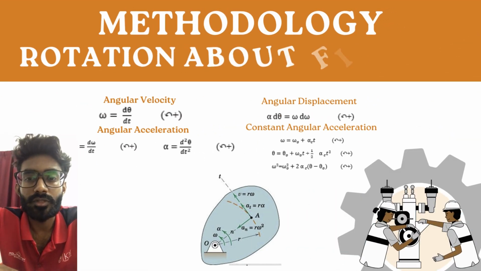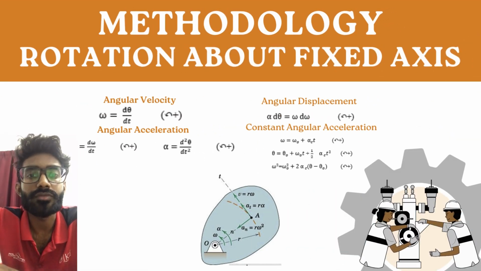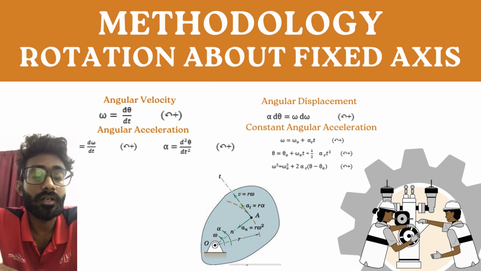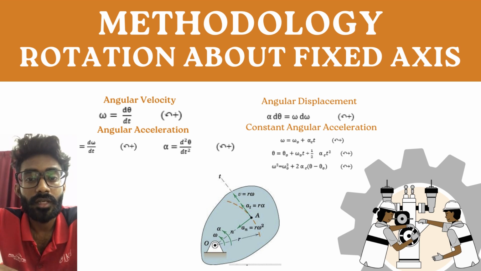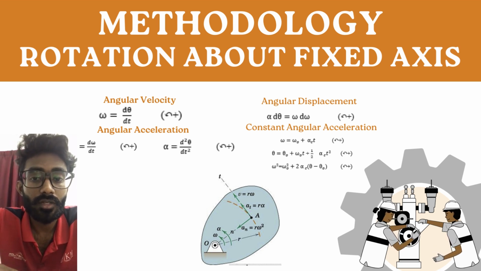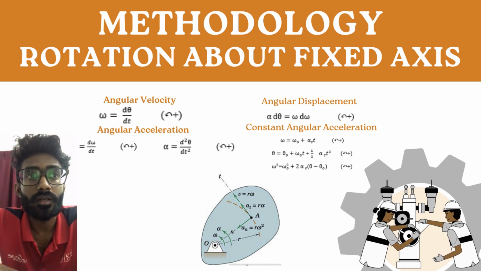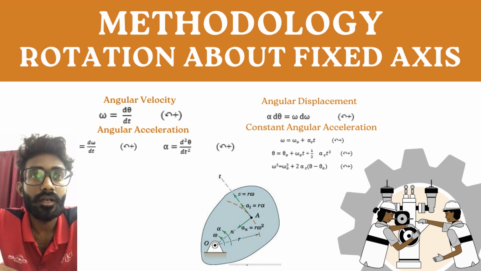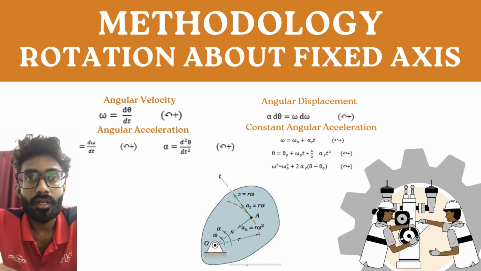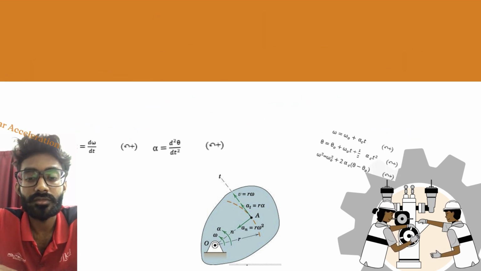Next, rotation about a fixed axis. Angular velocity is the time rate of change of the position, and the formula is omega equals d theta over dt. The next is angular acceleration, alpha, which measures the time rate of change of the angular velocity. The formula is d omega over dt, or alpha equals d squared theta over dt squared. And the next is constant angular acceleration. There are a total of three formulas, which are shown in the slide.